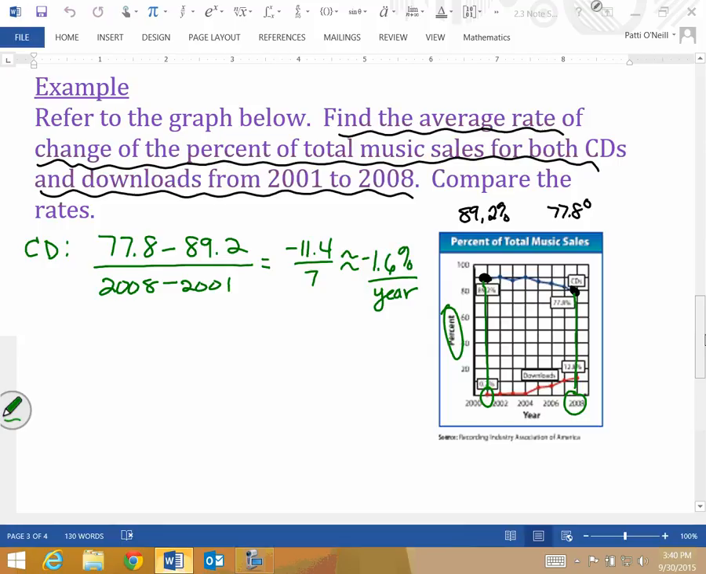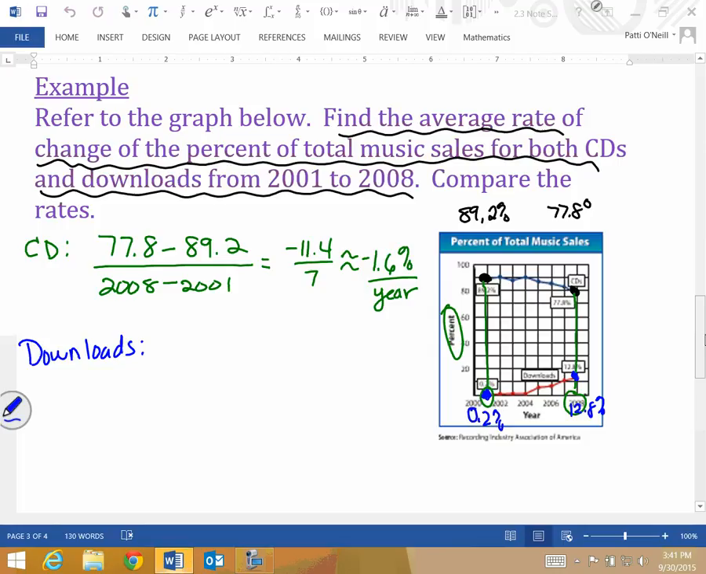So that means that the average rate of change has decreased an average of negative 1.6%. The negative is indicating that it's going down, it's decreasing. The downloads will probably be a different story, don't you think? Because that's the way music has kind of gone. This value right here in 2001 was 0.2%, just 0.2%. And in 2008, it went up to 12.8%. I wonder what those numbers would be now. I wonder if someone can get the statistics on that.